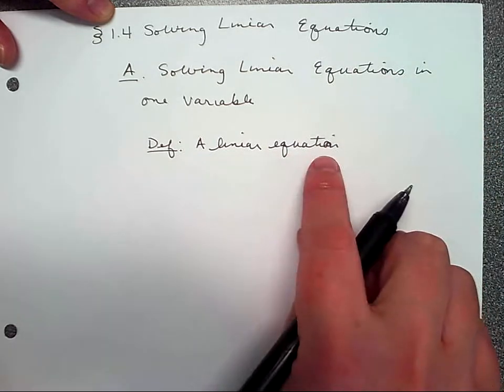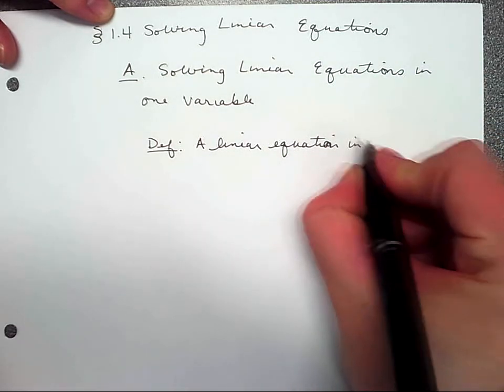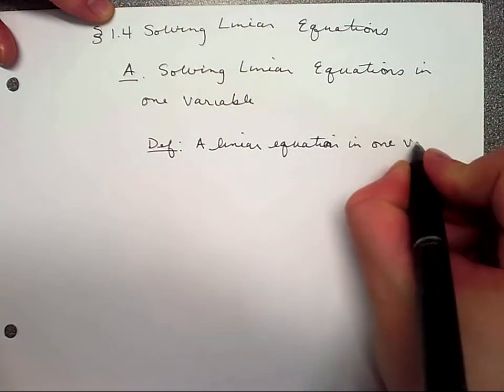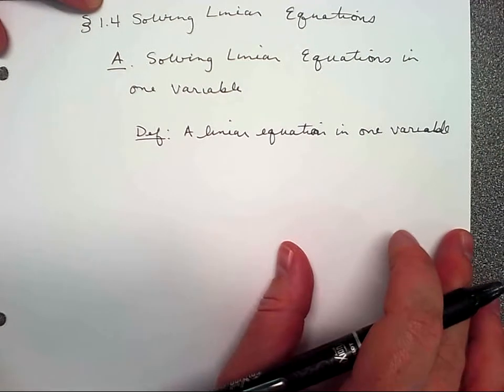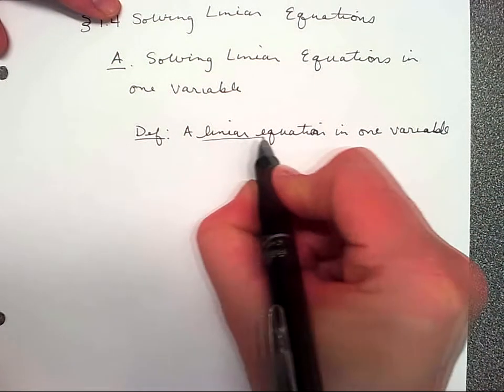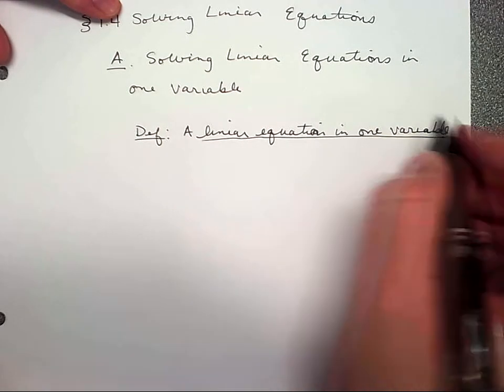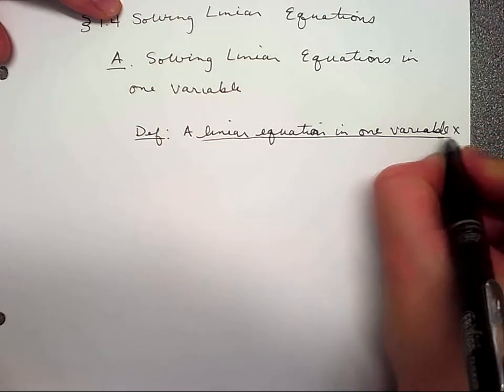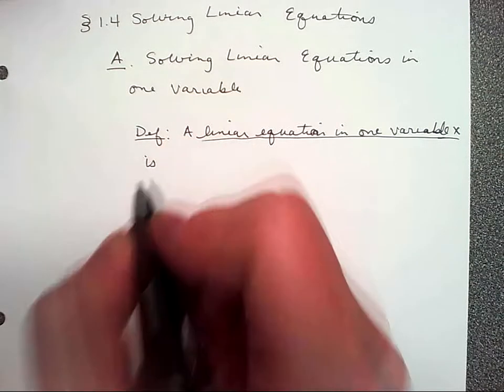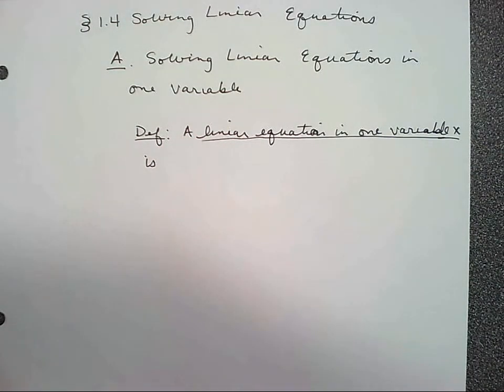A linear equation in one variable. So we'll call the variable x. It could be any letter though, right? Could be y, could be z. Any letter for our variable.